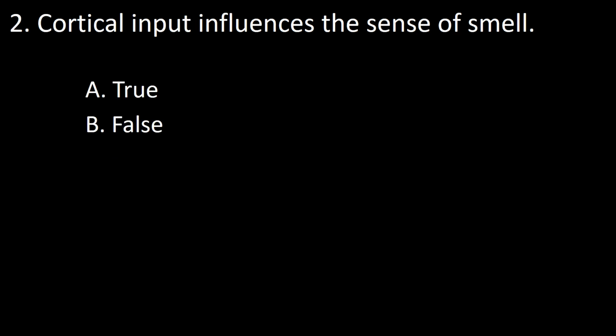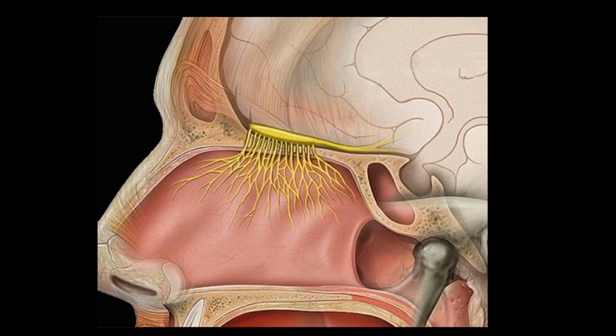Next question. Cortical input influences the sense of smell. A, true. B, false. This picture highlights the location of important olfactory structures. This is the olfactory bulb. These are the olfactory nerves going through the cribriform plate.